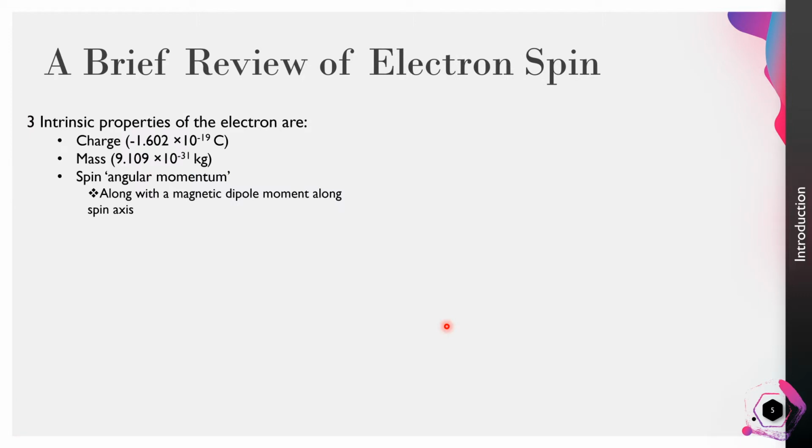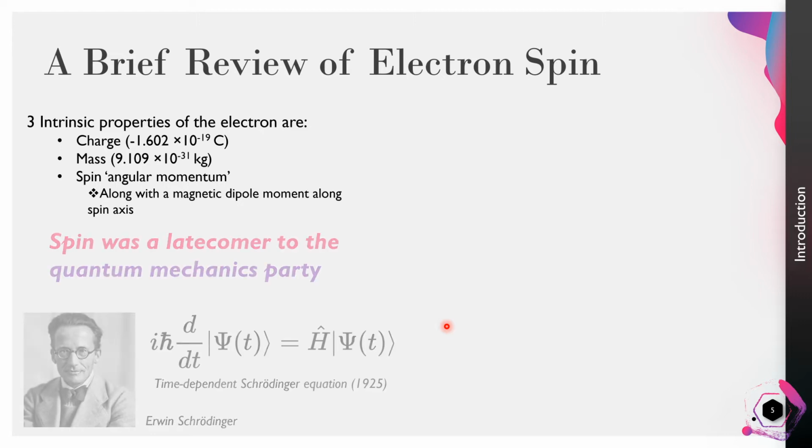So I think it's important to go over a review of spin here. The first thing to understand is that the spin of an electron is an intrinsic property of an electron. Similar to how an electron has a certain mass and a certain charge, the spin angular momentum, along with that magnetic dipole along its spin axis, is an intrinsic feature.